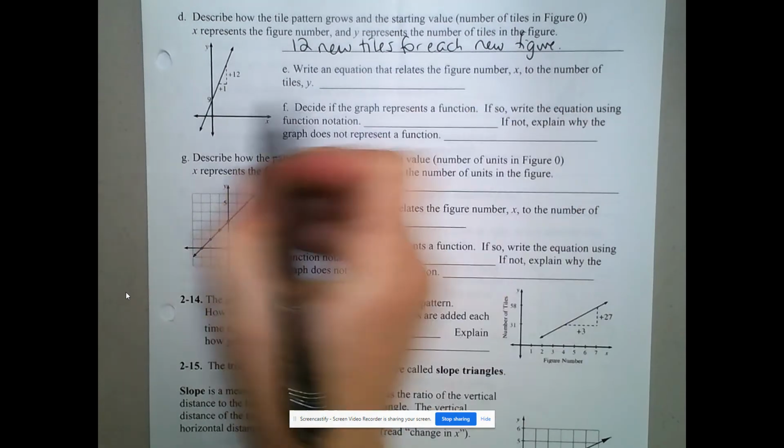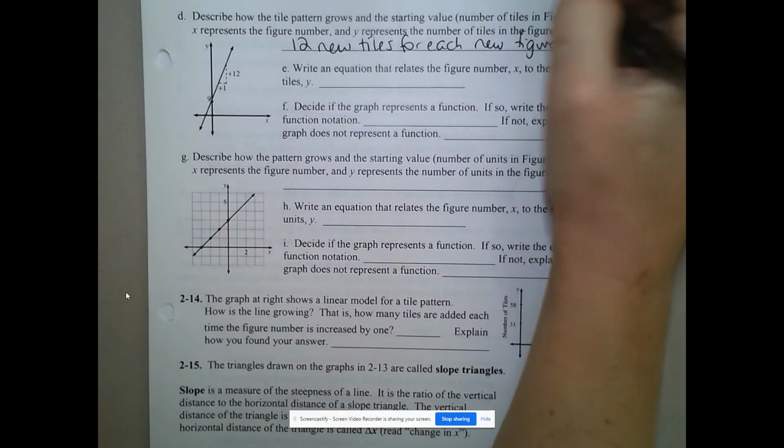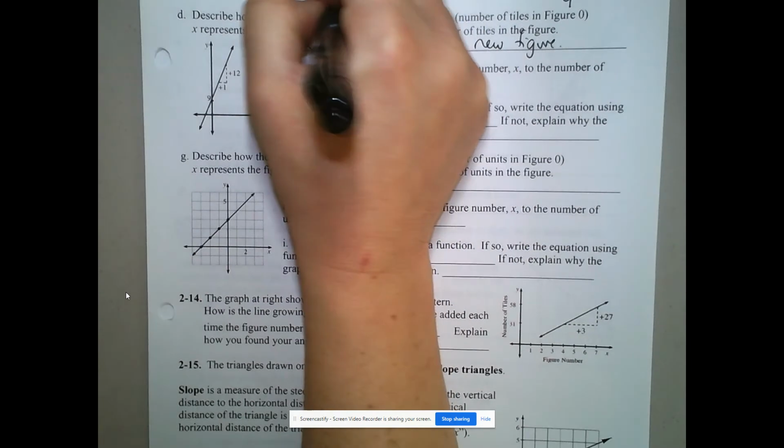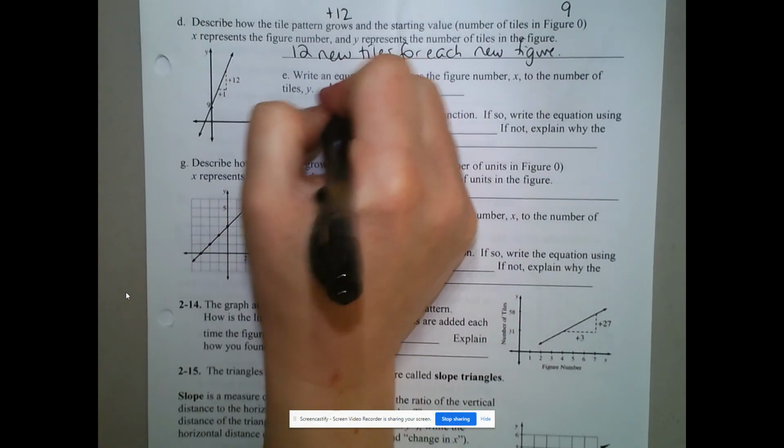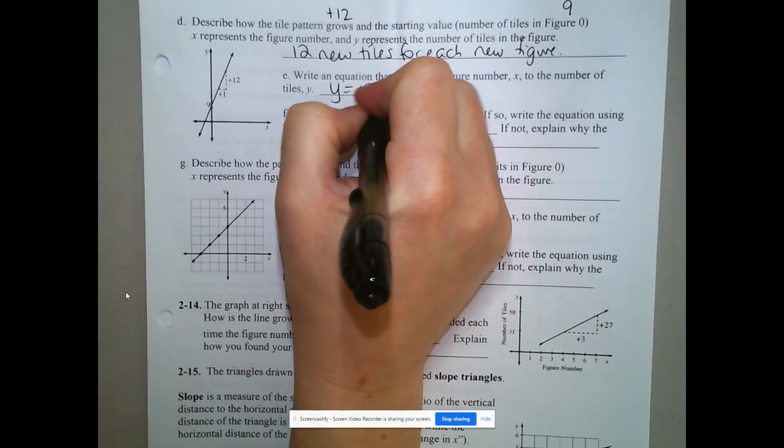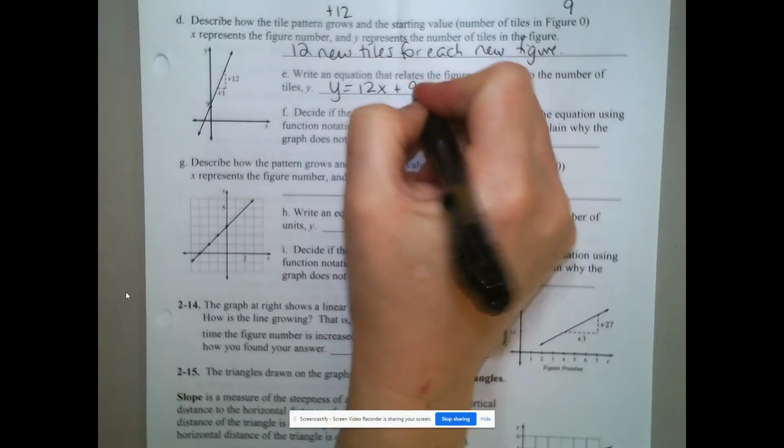Figure 0, if I look over here, it tells us that the intercept is 9. So figure 0 has 9. Repeated addition is plus 12, plus 12, plus 12. So the equation is going to be y equals growth 12, x plus initial value 9.